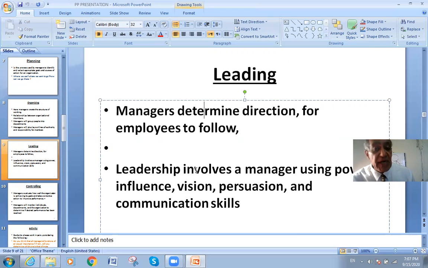But the manager gets his power from the rules and from his organizational structure, which means his position in this organization.